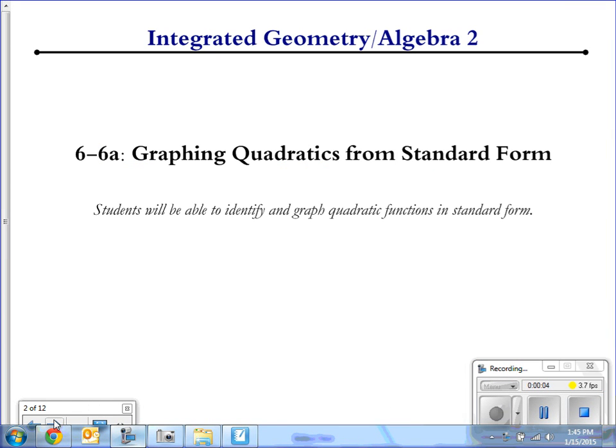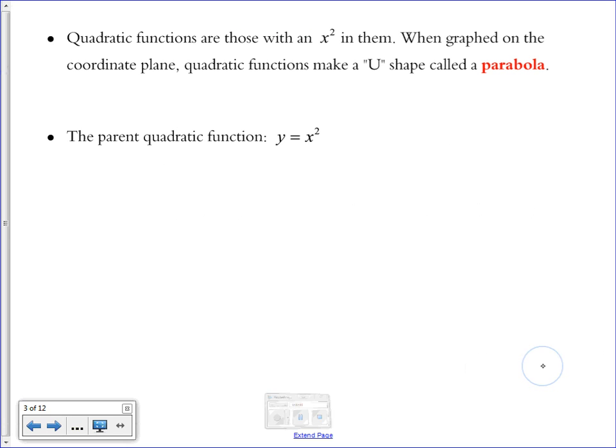This video is about graphing quadratics from standard form. So quadratic functions are those with an x squared in them, and when graphed on the coordinate plane, they make a shape that looks almost like the letter U, and it's called a parabola.